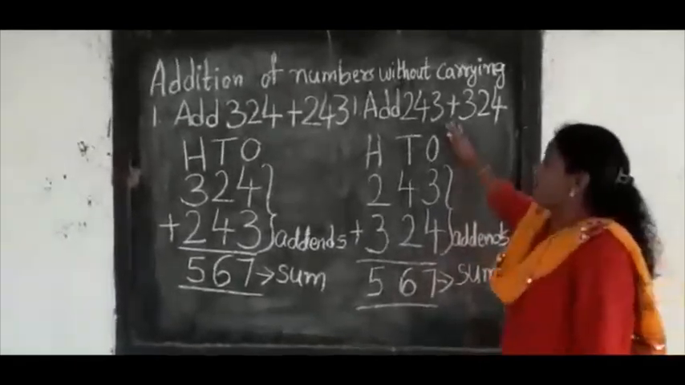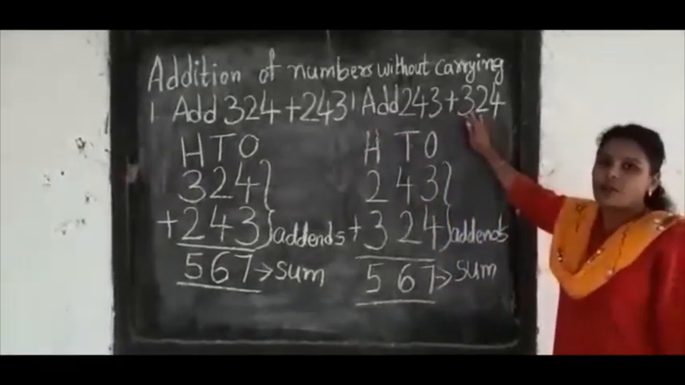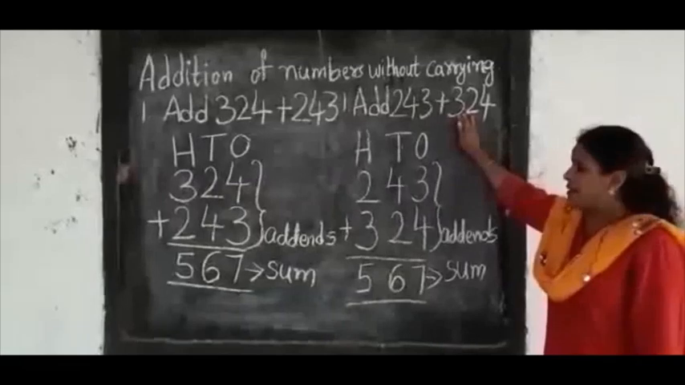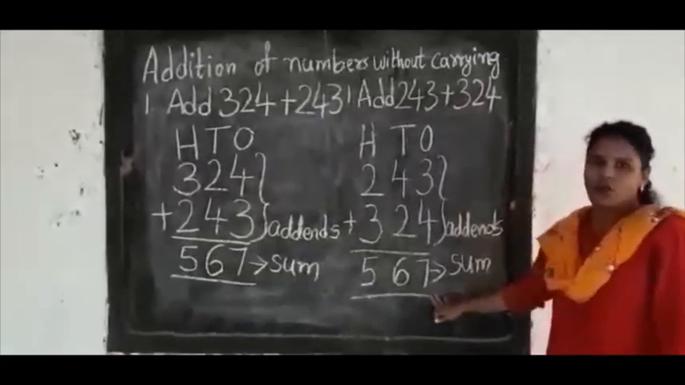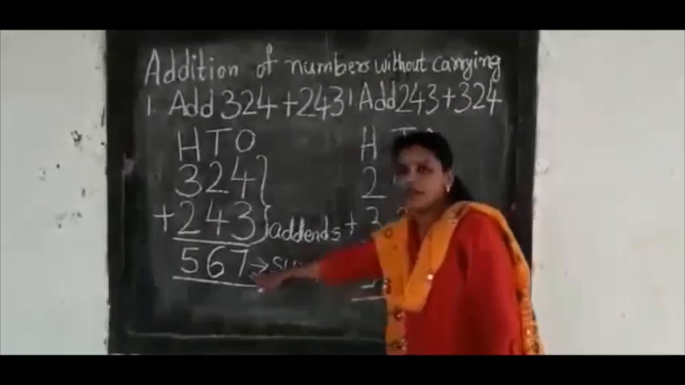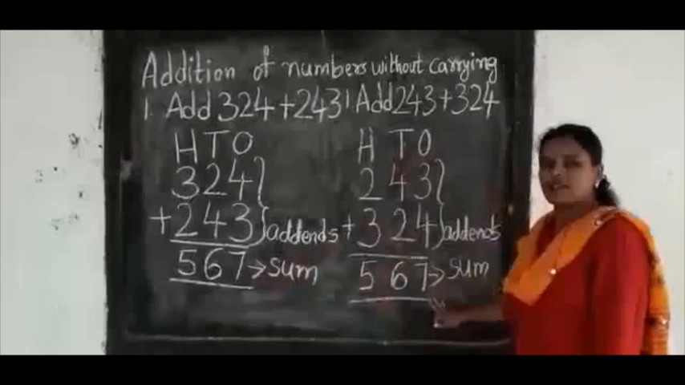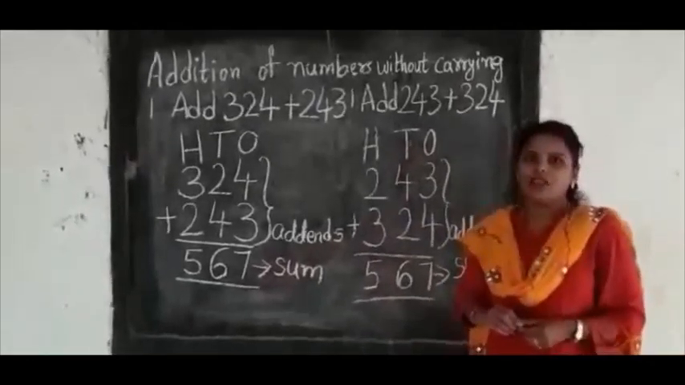So here also same numbers, but we are just reversing the order of the addends. So when we reverse the order of the addends, does the sum change? No, it will not change. The sum will be the same. Here also 567 and here also 567. So even if the order of the addends changes, the sum does not change.